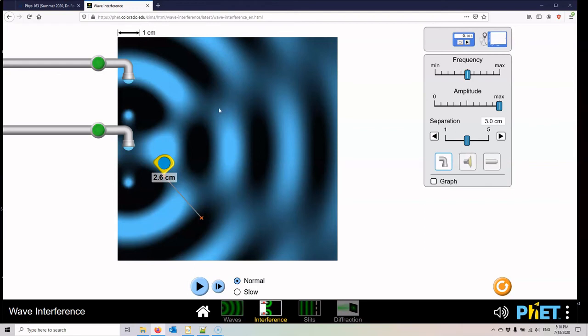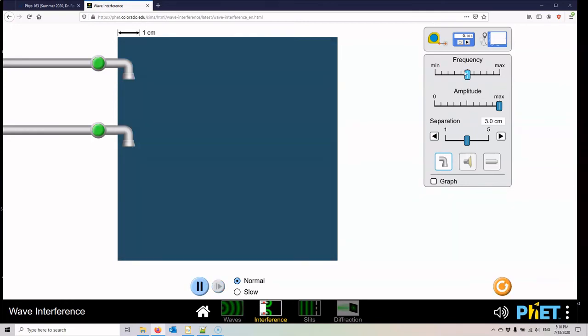If I were very careful, I would find the exact line where the path length difference from here to that point and from here to that point is exactly half a wavelength, and that gives me that nodal line. Now what I can do too is make them drop a bit faster. Let's see what happens then. Let me just reset this.